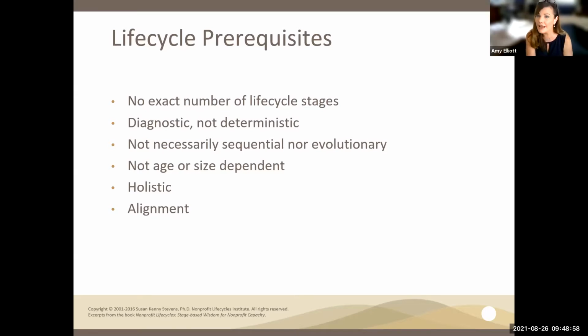It's not age or size dependent. So there are organizations that have one paid staffer that might be in maturity. And there are organizations that have 30 employees that might be in startup or growth. And so it's not, well, we've been around 30 years and we've got 10 staff, so we are obviously, it's not that.